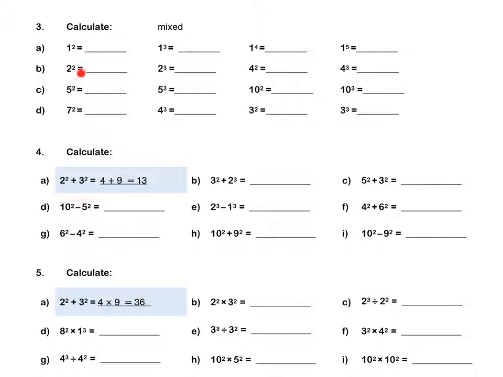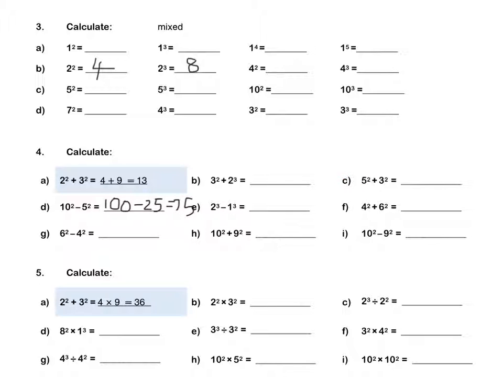So, 2 squared is 4, but 2 cubed is 8. Press pause to complete question 3 by yourself. Question 4. 2 squared plus 3 squared, which is 4 plus 9, giving us an answer of 13. Let's do D together. 10 squared is 100, minus 5 squared, which is 25, which gives us 75.